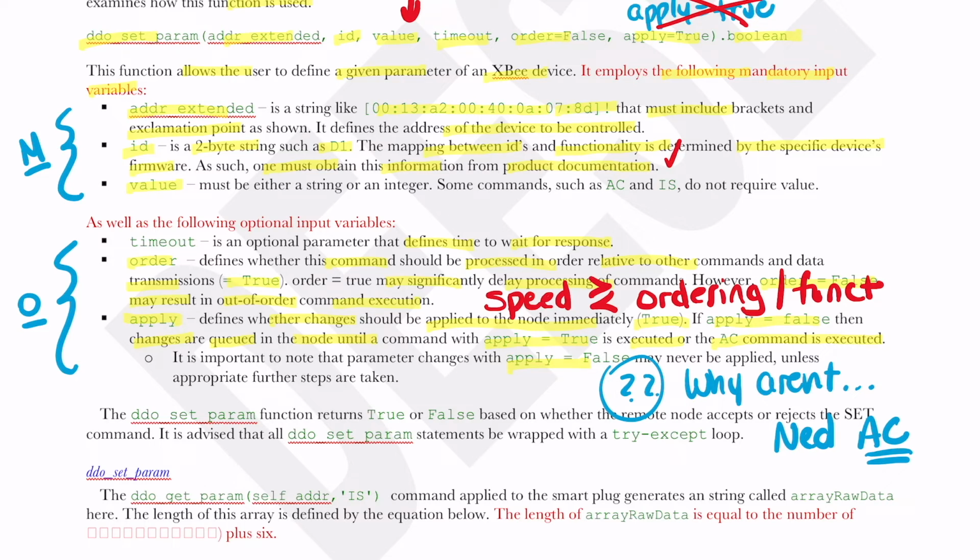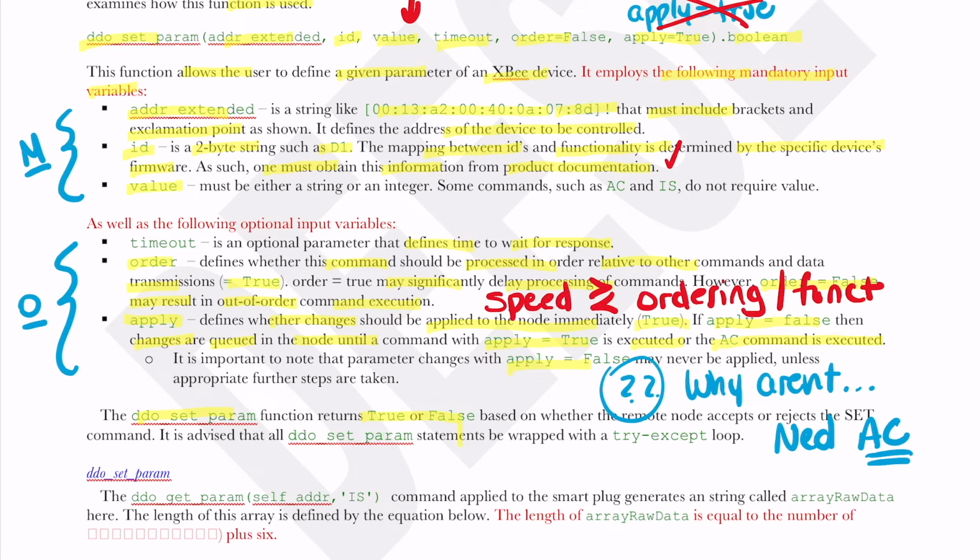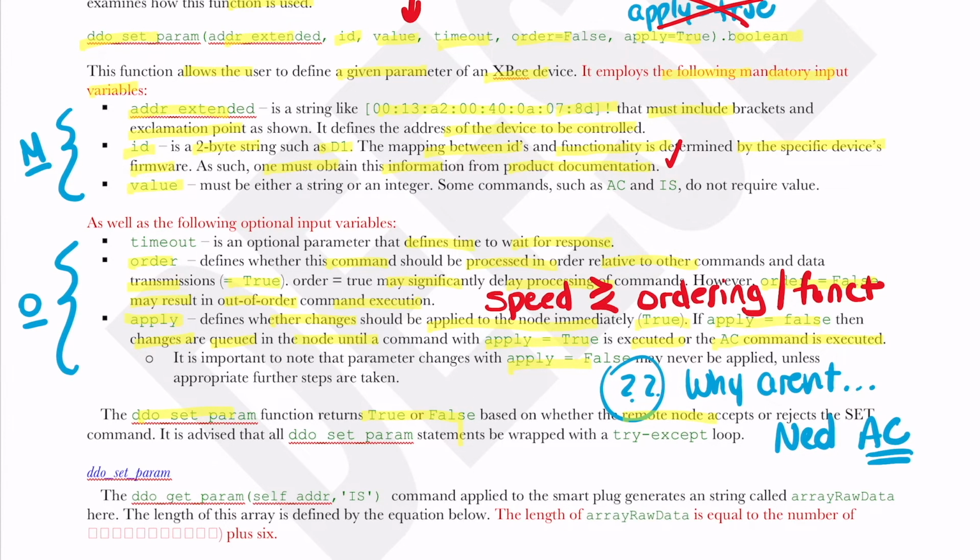All right, so the DDO set param function returns a true or false based on whether the remote node accepts or rejects the set command. It's advised that all DDO set param statements be wrapped with a try except loop, and right, that would be for exception handling, right? You want to be able to provide either an opportunity for the system to retry the transmission or to convey some sort of message to the user about its status, whether it succeeded or it failed.